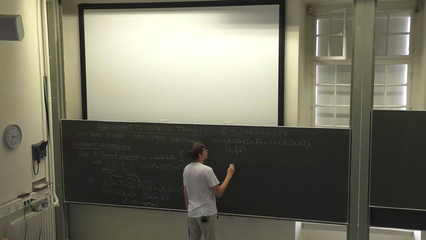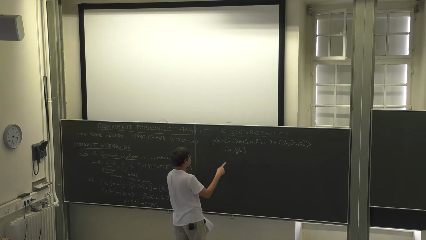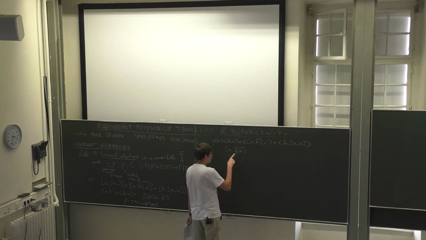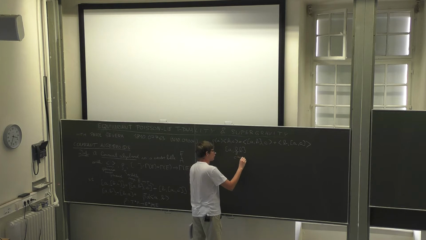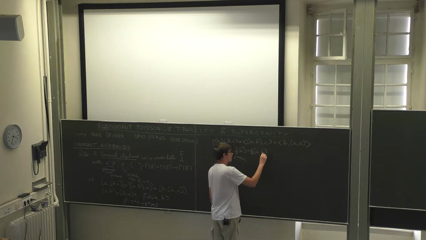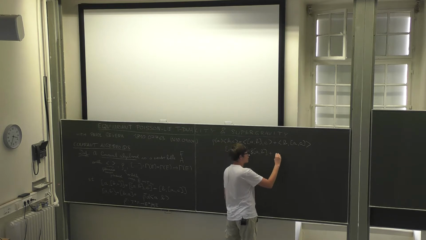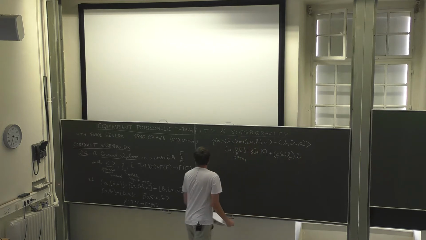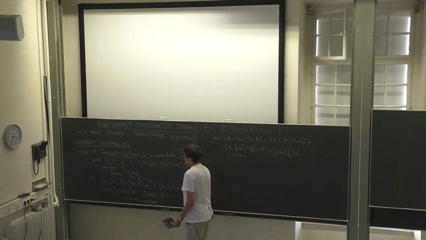So in all that I have written, these A, B, C were sections of E. And now f is a function on the base. Then this axiom tells us that this is not C infinity linear in this slot, but instead there is the action of the anchor. Okay, so that's a lot of axioms if you haven't seen it before.